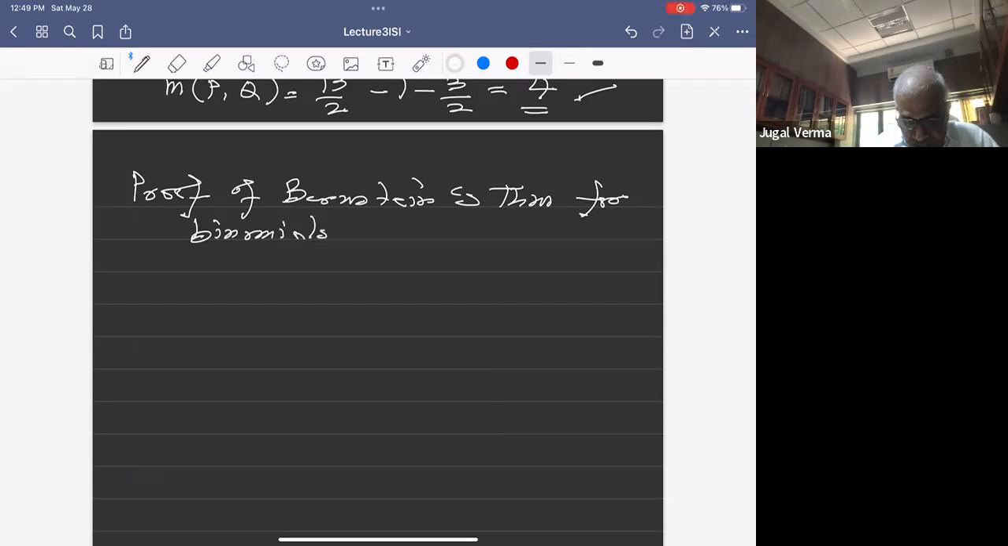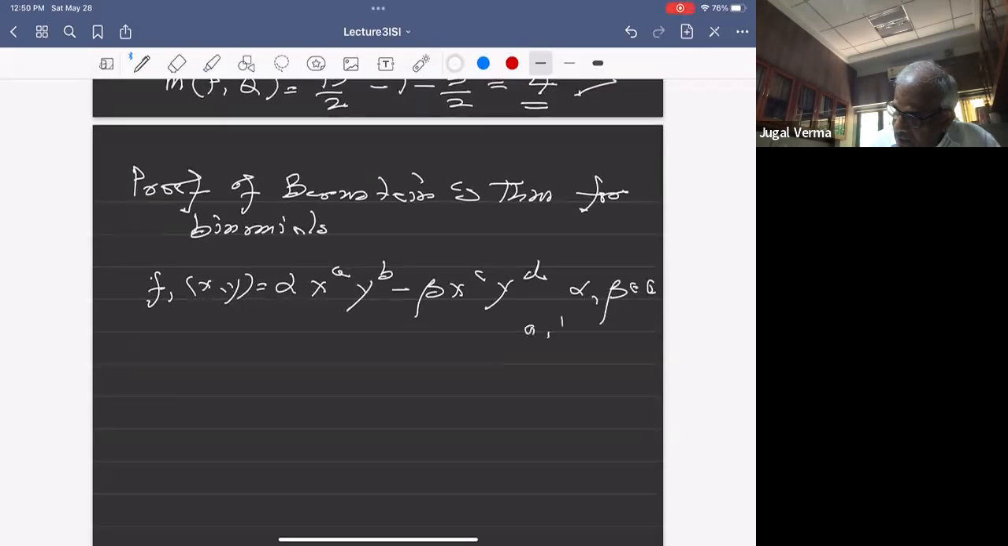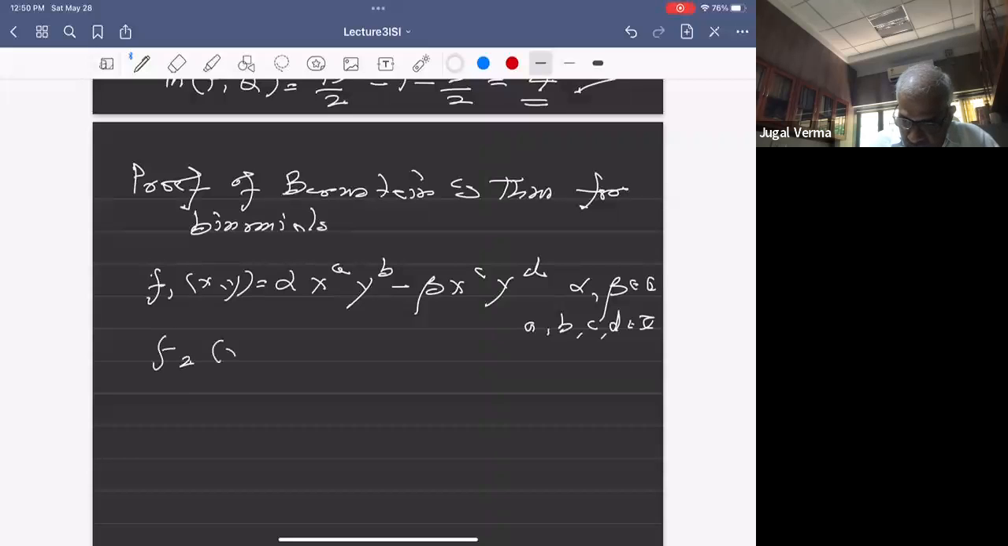A binomial is a polynomial which has 2 monomials. So take F1 equal to alpha X^A Y^B minus beta X^C Y^D. Alpha and beta are complex numbers, and A, B, C, D are integers. Take F2(X, Y) equal to gamma X^E Y^F minus delta X^G Y^H.